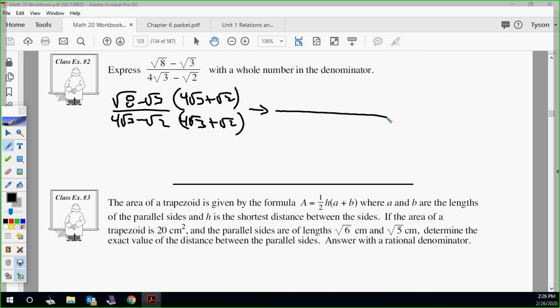The bottom here, this is where it gets a little tricky, the multiplication, okay? So pay attention. 4 times 4 is 16, right? Root 3 times root 3 is 3. So you write 16 times 3. Negative root 2 times positive root 2 is minus 2. So your bottom here is going to be 48 minus 2. So 46 is the bottom.